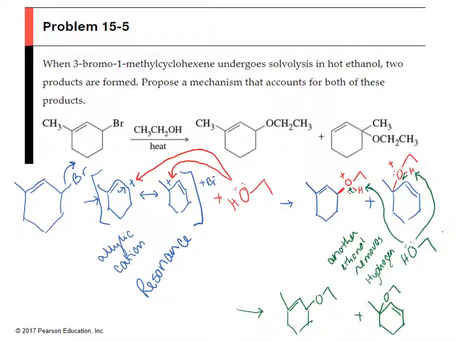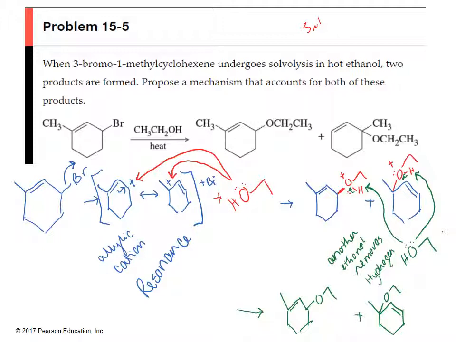Here at number 5, you've got 3-bromo-1-methyl cyclohexene, which looks like this, undergoing solvolysis in hot ethanol. 2 products are formed, and it asks us to propose a mechanism that accounts for both of these products. I do want to point out this is an SN1 mechanism. With an SN1 mechanism, you have a good leaving group. In this case, it's the bromine, and in this first step, the good leaving group leaves. That leaves a carbocation behind.